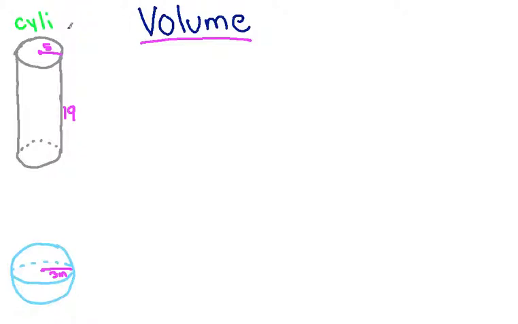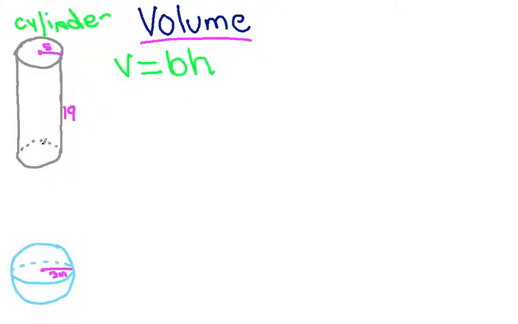This is a cylinder. A cylinder has circles for its base. It's like a long tube or a pipe. And to find the volume of this, the same formula still applies. Volume is equal to the base area times the height.